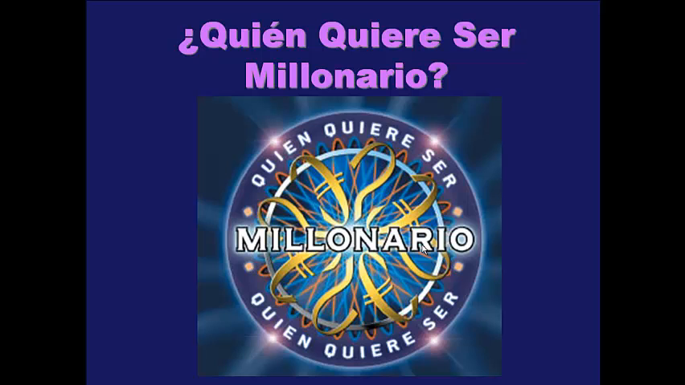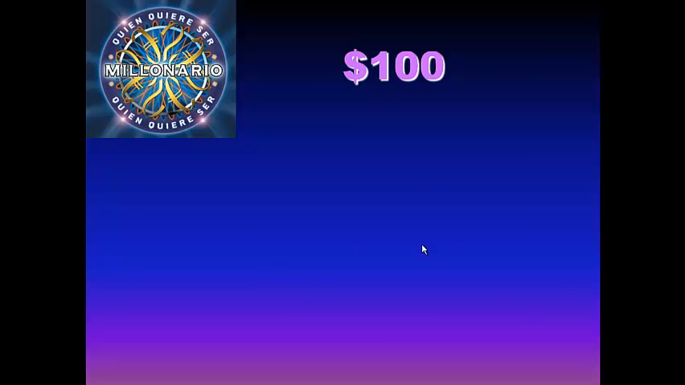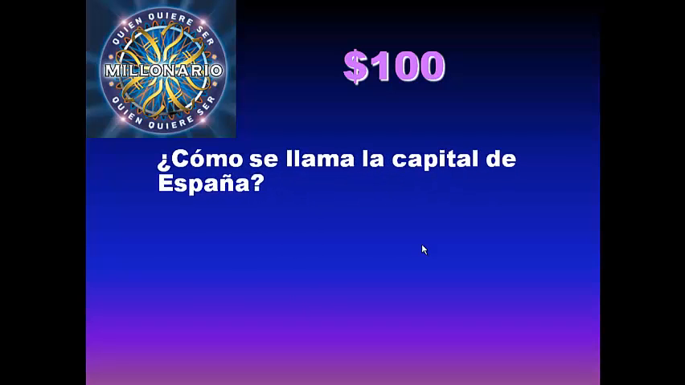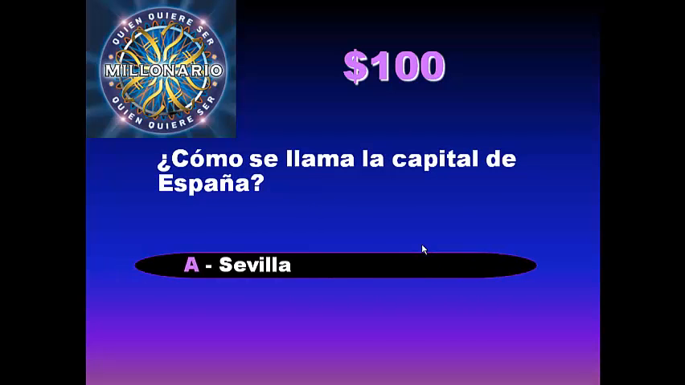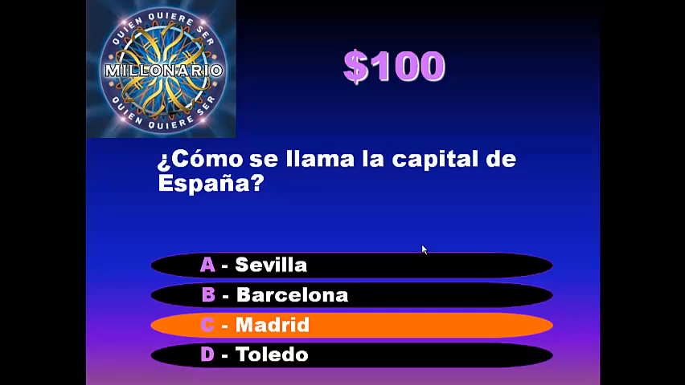Quien quiere ser millonario. Los premios. Preparado. ¿Cómo se llama la capital de España? And I hit the next key. All 4 options come up. Sevilla, Barcelona, Madrid, and Toledo, or Paris, or whatever answers you want to put in, and you hit it again. This is when, obviously, before the orange answer comes up, the student should answer the question. If they're incorrect, then you exit the program and you start with another student.